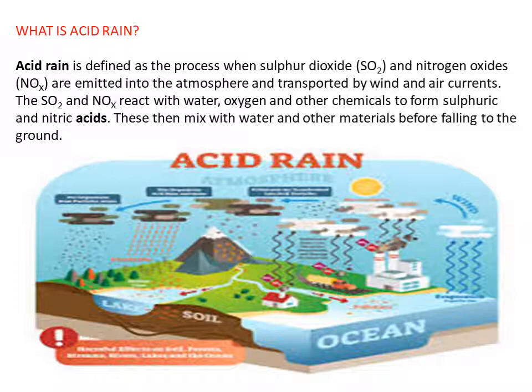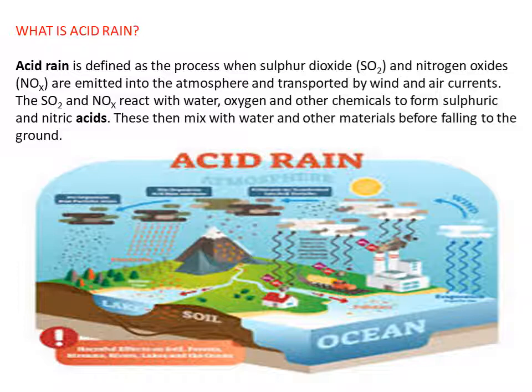Now, what is acid rain? Acid rain is defined as the process when sulfur dioxide, its formula SO2, and nitrogen oxides NOx are emitted into the atmosphere and transported by wind and air currents. Here X means 1, 2, 3, 4, anything.